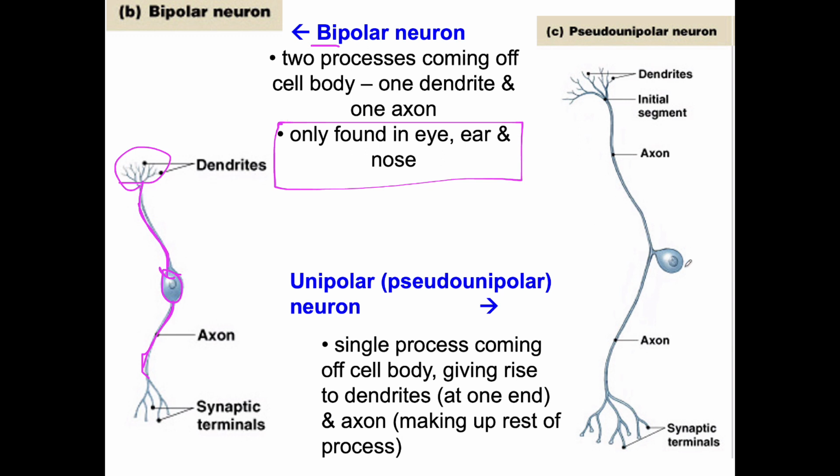The last one is called a unipolar. Uni means one. Here's your cell body, and there's one extension off the cell body, and it has a very, very long axon. These long axons are there to travel very long distances.